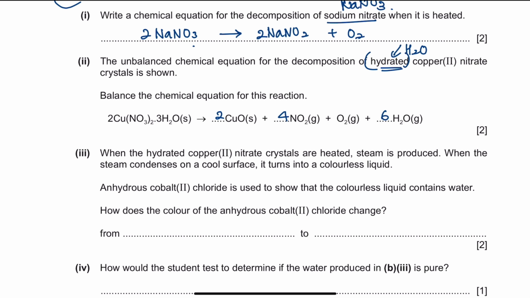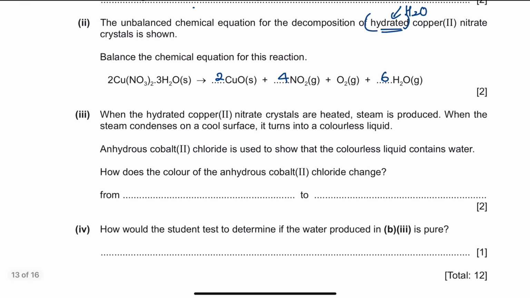The last component that I'm going to check is to see if H has an equal number on both sides. Over here you have got 12 hydrogen, and over here you have got 6 hydrogen and 2 in front of here, meaning times 2. So yes, I have 12 hydrogen on both sides. Now this equation is balanced.